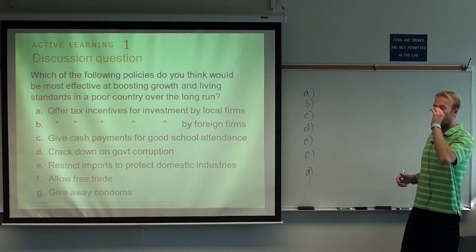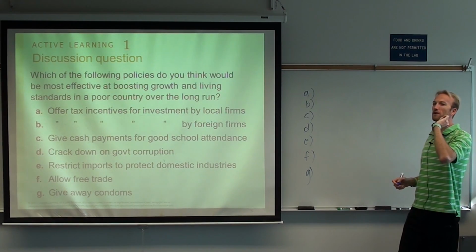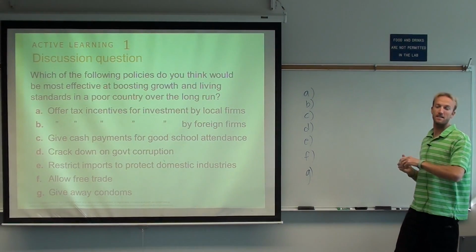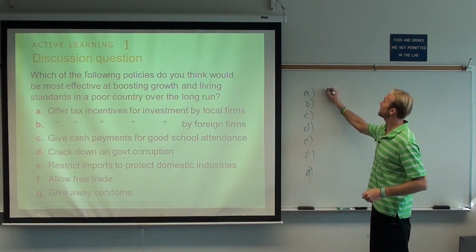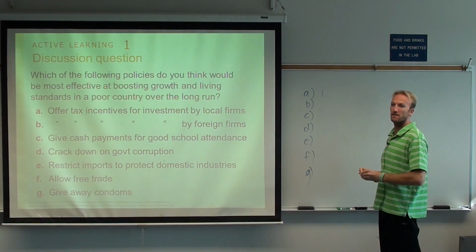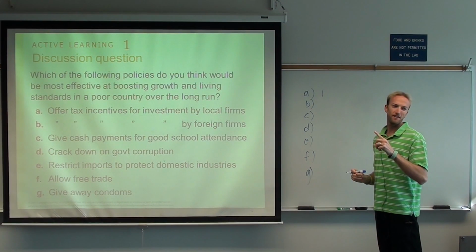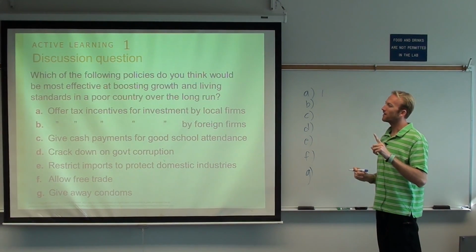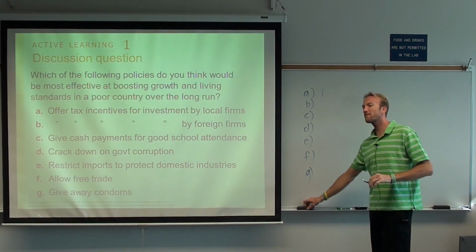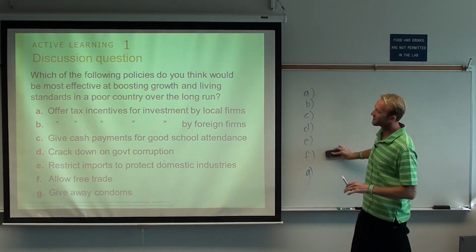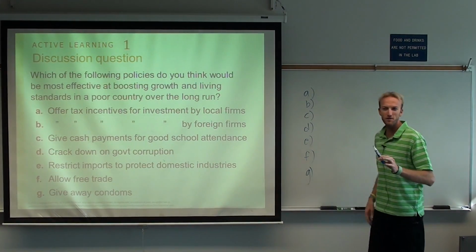Okay, how many people vote for A? One person voting for A, all right. How many people voting for B? 1, 2, okay, you can only vote once. I guess I should say that. Actually, let's redo this. You can have 2 votes, because I can understand you wanting to choose 2 of them. Okay, you can choose 2.